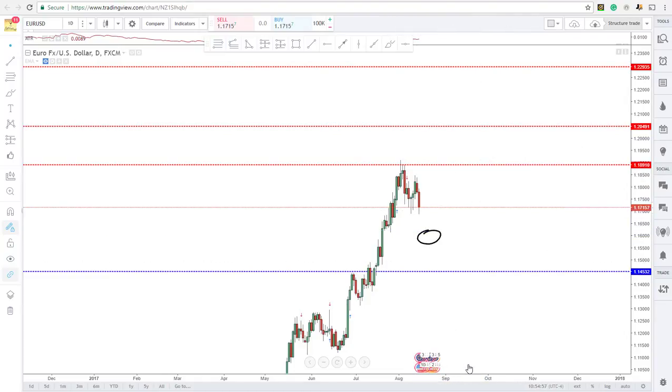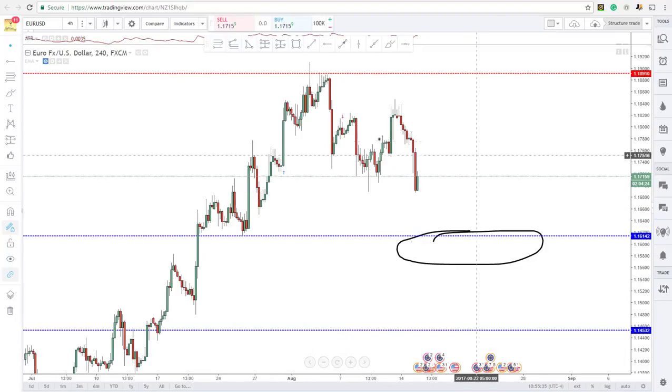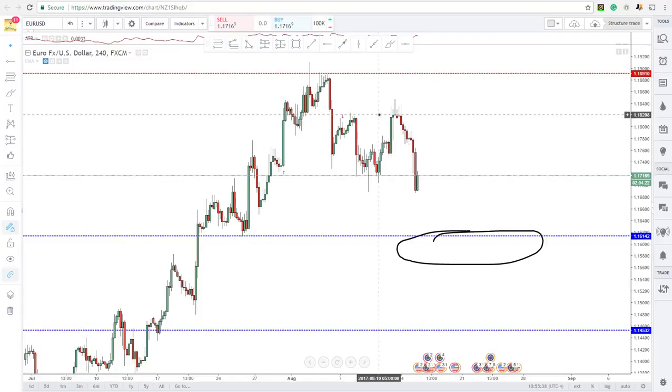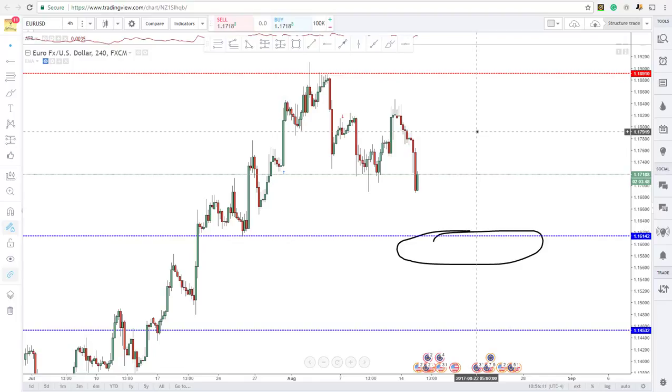So how do we take advantage of that? Well, we go down to a lower time frame again, and we prepare for the next leg down. So the way we do this is we're waiting on some type of entry reason to go short here. If you've seen a few of our other structure-based trading videos, then you know that we wait for certain entry reasons on the way down to this support level.